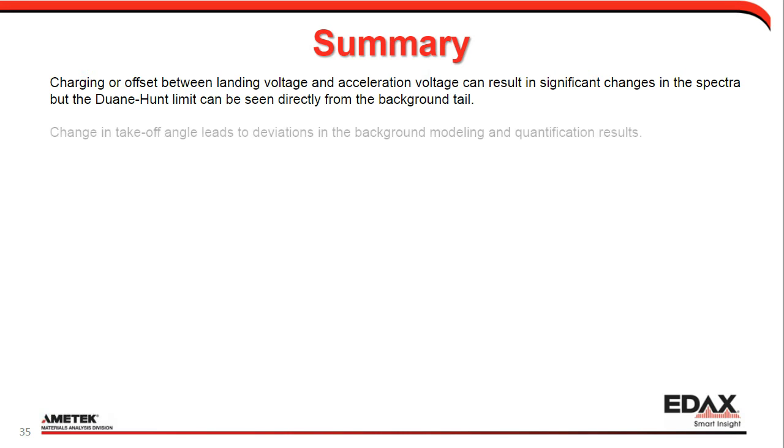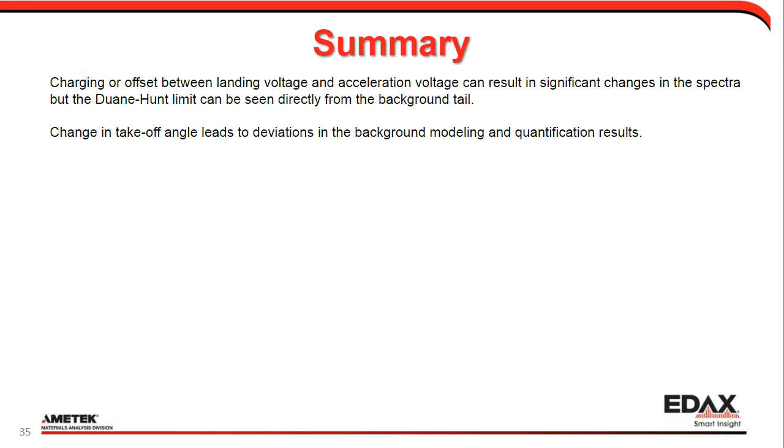Also, any changes in takeoff angle will give you deviations in the background modeling and quantification results. And you can also see that in the background, in the low energy range. It's a more subtle change, but it is there. If you tilt the sample using the microscope stage, that shouldn't give you any problems because we read that tilt value. We have that as an input parameter to our model. The problem comes when the sample is tilted and the EDS software does not know about it.